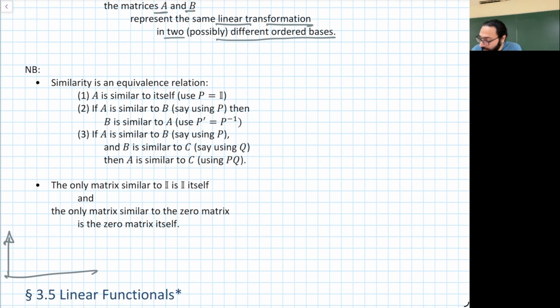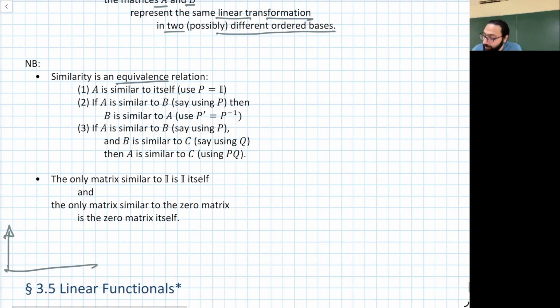Similarity, one can check, is actually an equivalence relation. So one can check that A is similar to itself, so one can use P as the identity. And if A is similar to B, using say P, then B is similar to A, right?